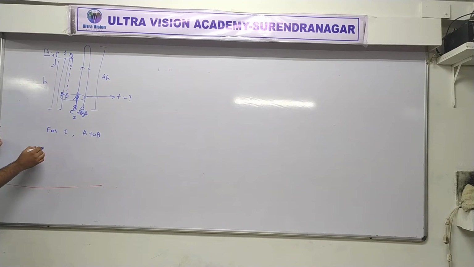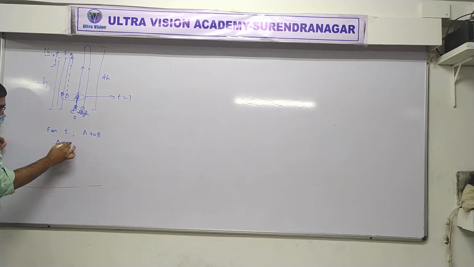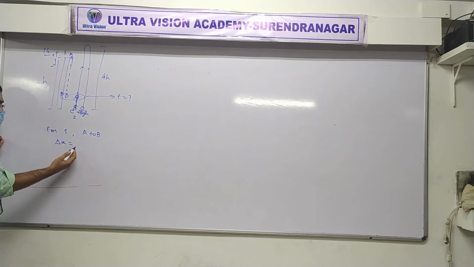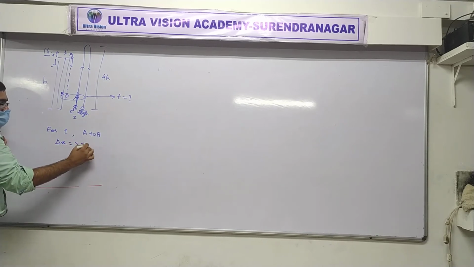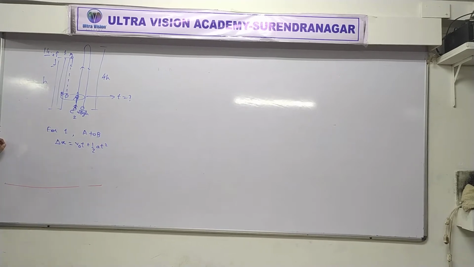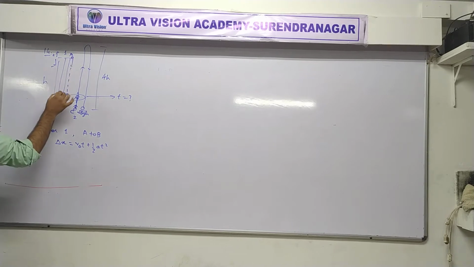Let's start. I want to find time. So, do you realize I should use the second equation? Yes or no? Sure? Because the second equation gives you the relation of time interval with other things. So delta x is equal to, what's the second equation? V0 t plus half a t square. Okay, how much is displacement from A to B?